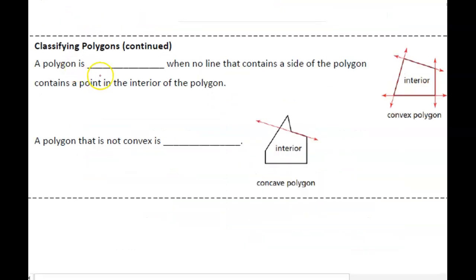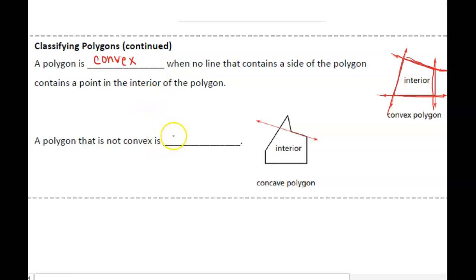All right, so now we're going to go to concave and convex. So each polygon is either a concave polygon or a convex polygon. Okay, so a polygon is convex when no line that contains a side of the polygon contains a point in the interior. So basically, as this figure shows, if we extend every one of these sides in both directions, we make a segment into a line, none of those lines will go inside of the polygon. They all stay on the exterior of it.